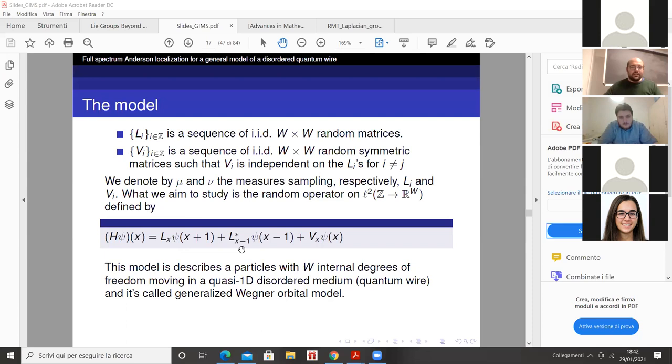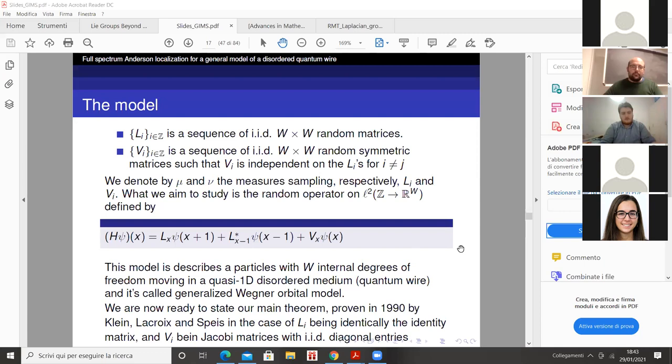In the usual Wegner orbital model, you take some more specific form of L and the potential, and it's called an orbital model because the degrees of freedom can represent the orbitals, some excited state that the particle might turn to.